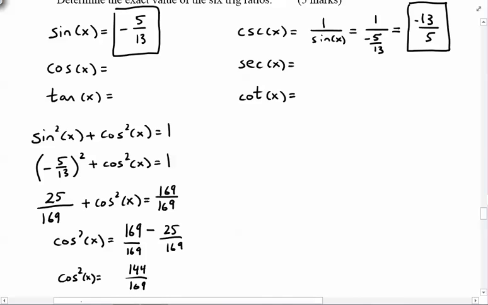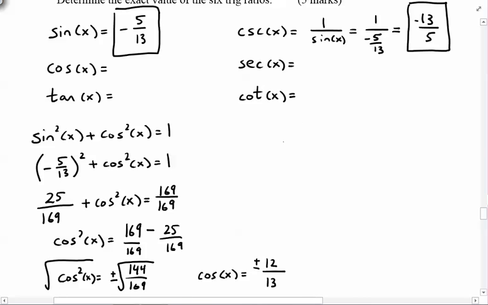So now in order to solve for cosine, I'm going to do the square root on both sides. And I need to make sure to keep both the positive and the negative. So the square root of 144 is 12, and the square root of 169 is 13. So positive, negative.